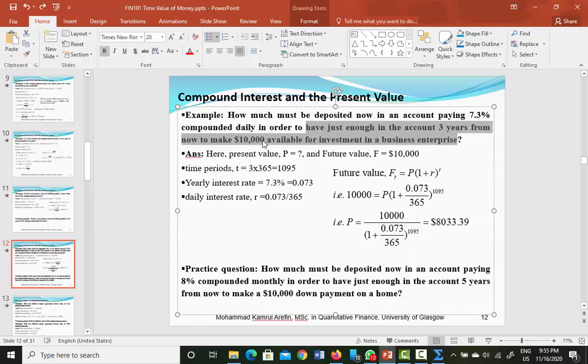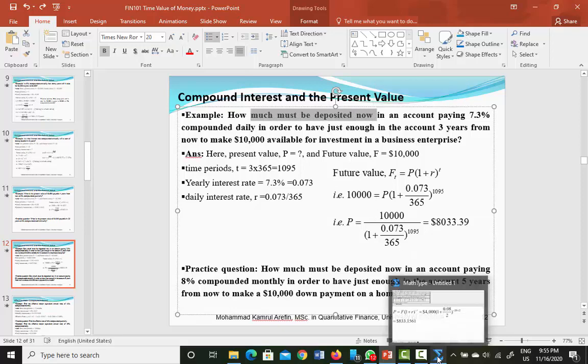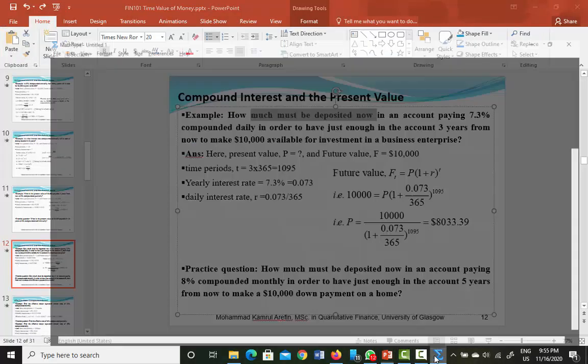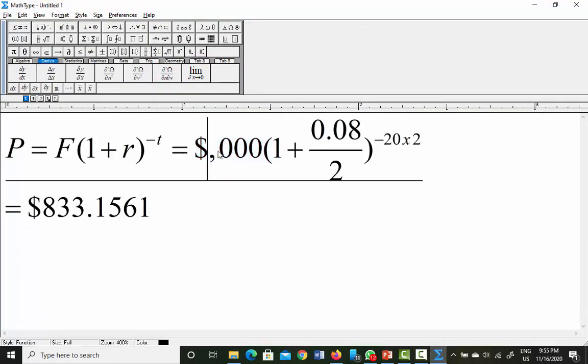That means this $10,000, you will need after 3 years. So this is the future value. In future you will need this amount. The question is asking how much you should deposit now. So that means what should be the present value. So you will need $10,000 after 3 years.